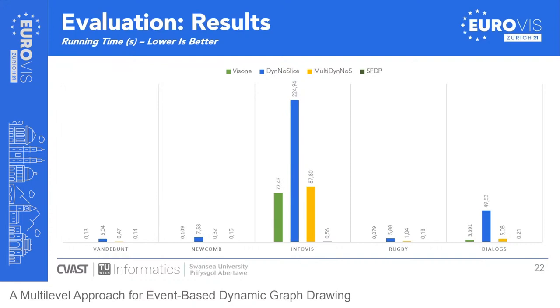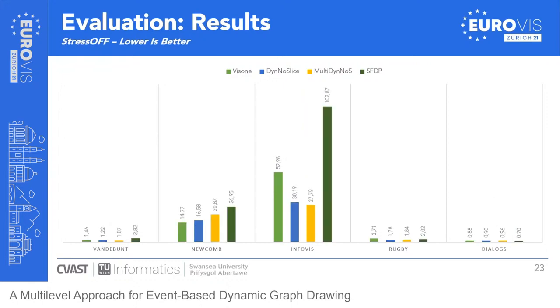By looking at the running times of the competing techniques, we can easily see how multi-dynos is much faster than DynoSlice and has running times that are comparable with VZONI. Flattening plus SFDP always had the lowest running times. Concerning the stress metric, multi-dynos is always either competitive or comparable with DynoSlice. It's worth noticing that on InfoVis, which is a time-sliced graph, both event-based solutions outperform VZONI. Flattening plus SFDP, except for dialogues, provides poorer performance than the competition.